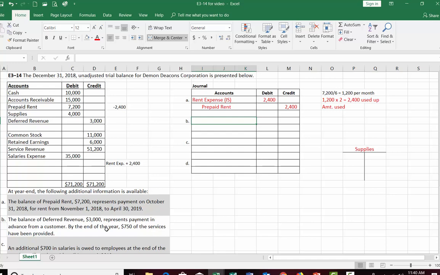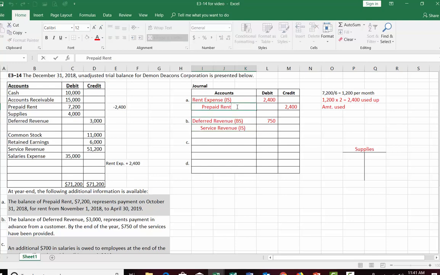All right, so as time goes on and we provide services, then we're going to have to make an adjustment. So basically, they're saying 750 of the services have been provided. That means that revenue is no longer deferred, it's been earned. Okay? So we're going to debit deferred revenue. It is a liability. By the way, that's a balance sheet account for 750 because it's no longer deferred, right? Then we're going to credit service revenue. That's an income statement account.